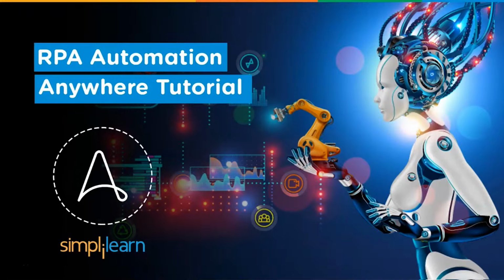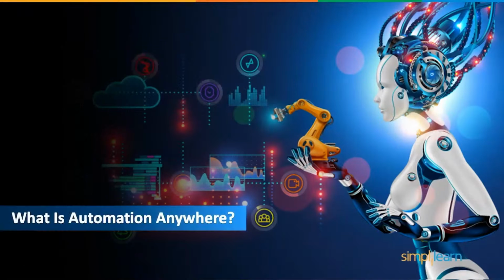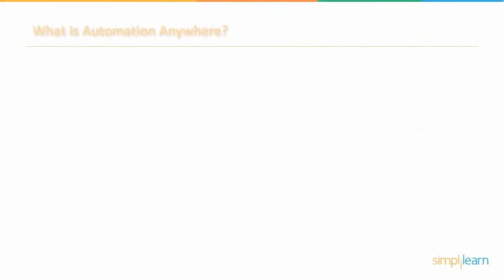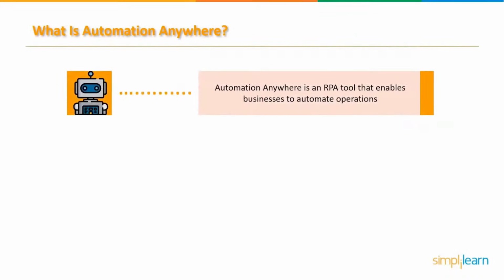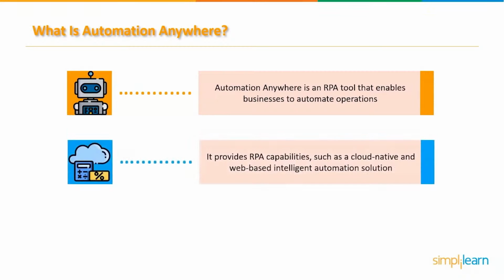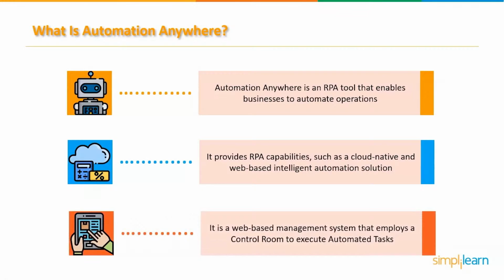In this session, we will learn about Automation Anywhere tutorial. What is Automation Anywhere? Automation Anywhere is a well-known robotic process automation tool that enables business to automate end-to-end business operations. Automation Anywhere provides powerful and user-friendly RPA capabilities such as cloud-native, web-based intelligent automation solution for automating any complex task. It is a web-based management system that employs a control room to execute automated tasks. It improves the efficiency of business process and reduces the need for human labor.